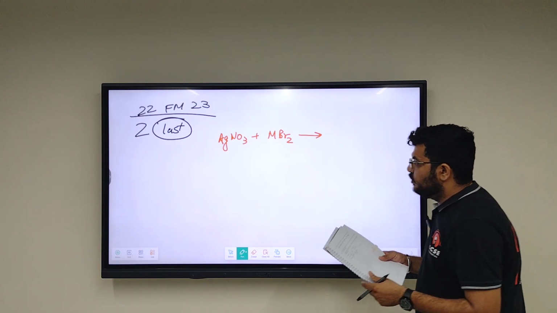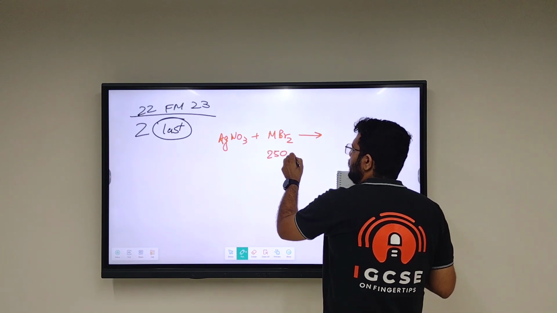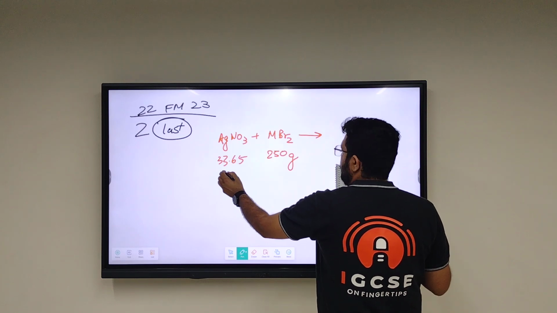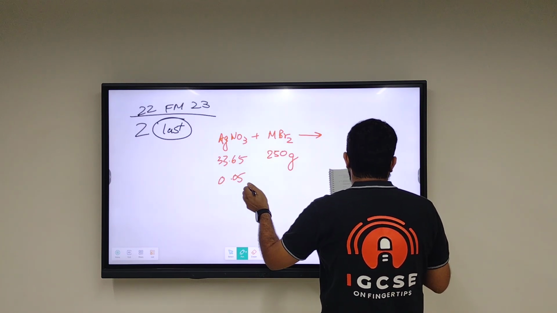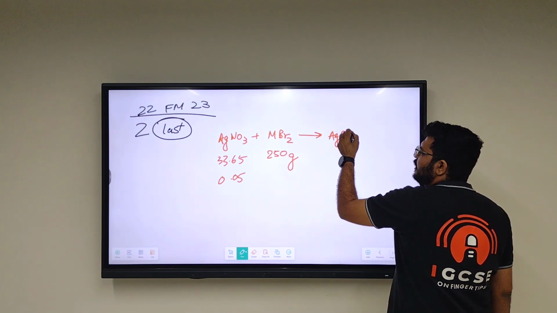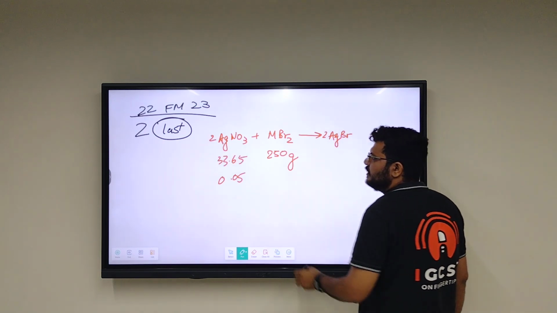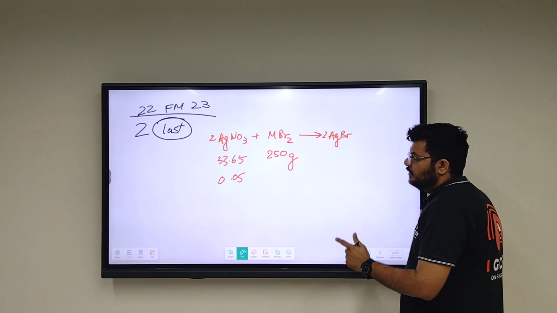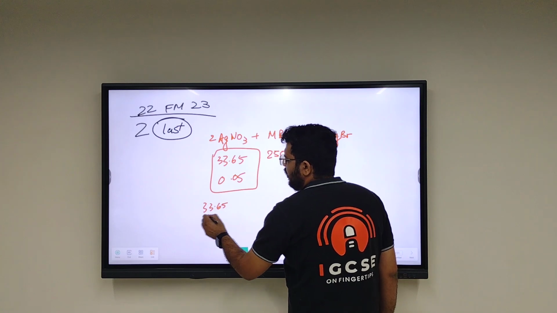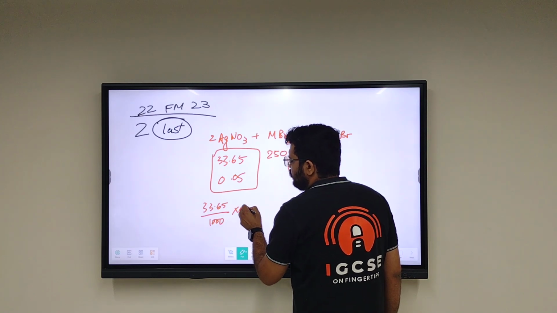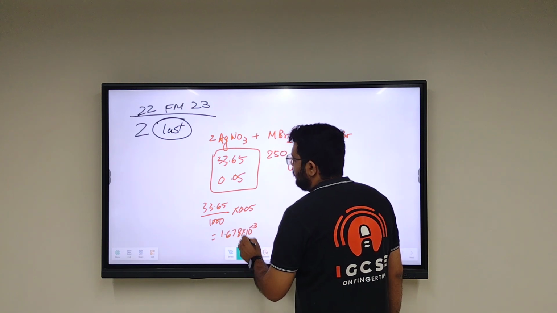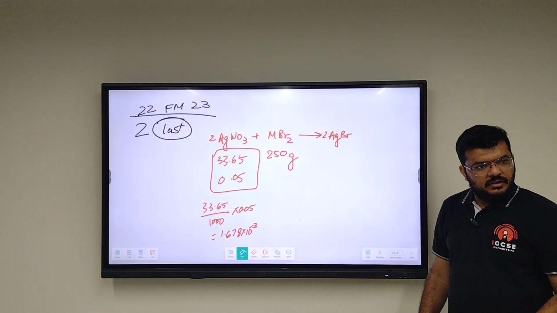A solution containing 250 grams of X requires 33.65 cm3 of 0.05 mol per dm3 AgNO3 for a complete reaction. So this should form AgBr, 2 AgBr, so 2 over here. If this is all clear, can you find out the number of moles? So 33.65 upon 1000 multiplied by 0.05 gives 1.678 into 10 raised to minus 3. This is the number of moles of AgNO3.